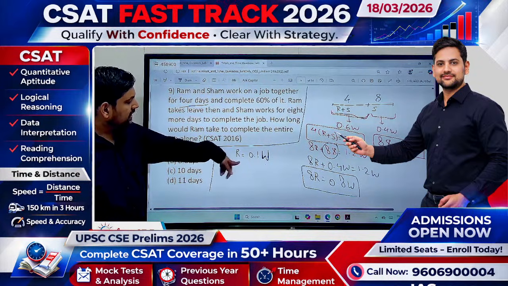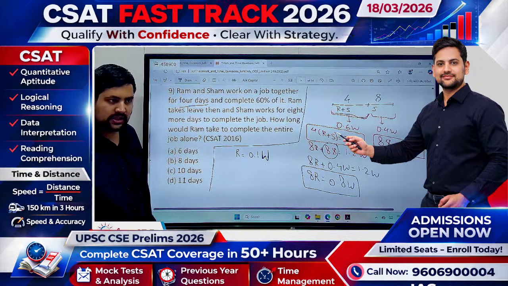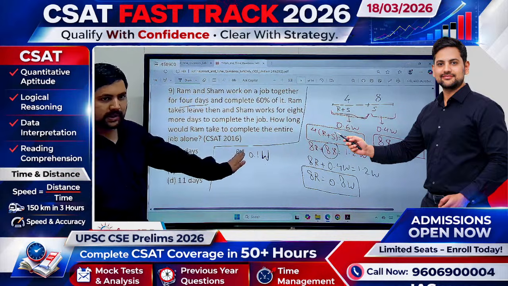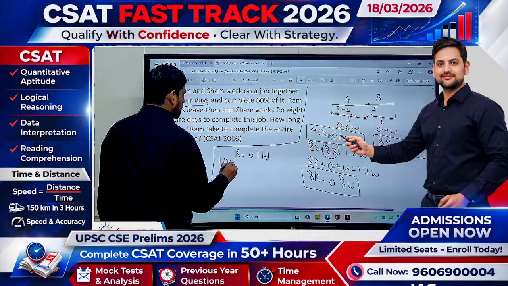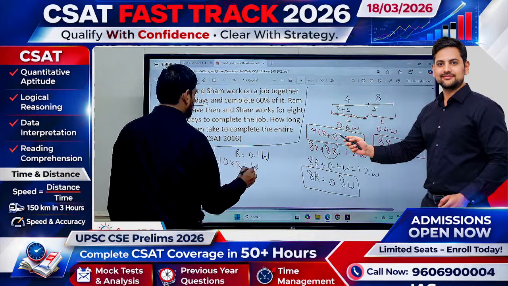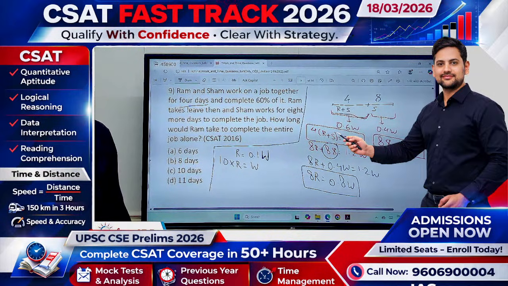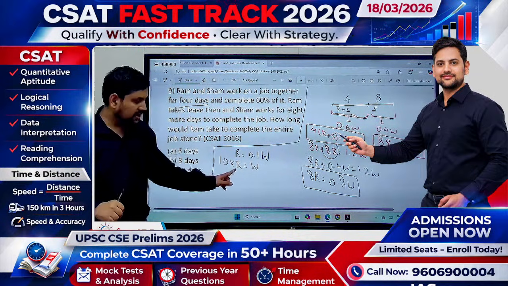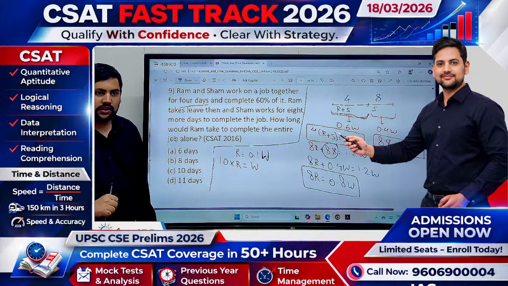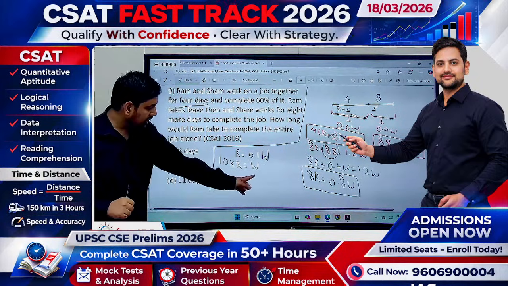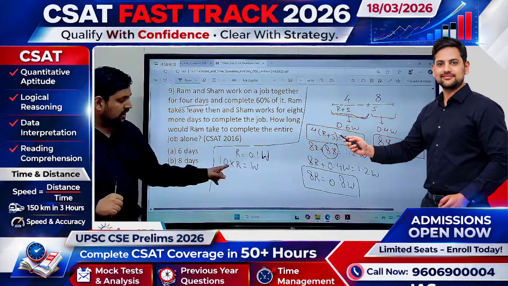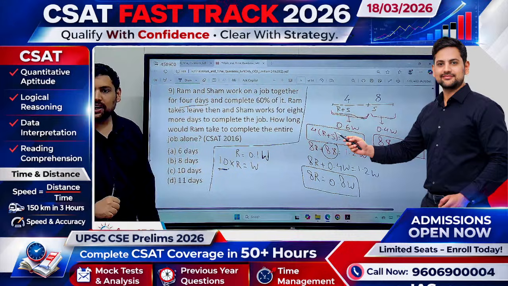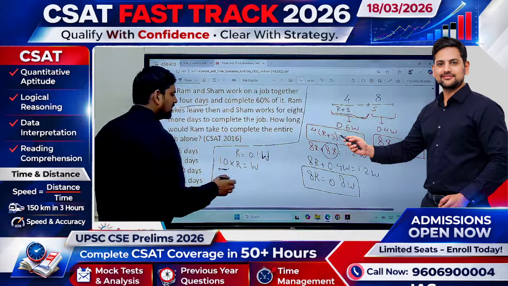Now, just by seeing this also, you can get to the answer. Let's say I multiply both sides by 10. Then what I'll get? 10 into R is equal to W. Have you seen this anywhere? Isn't this work is equal to efficiency into time? This is of the format of work is equal to efficiency into time. So if R is the efficiency and W is the total work, this will be the time taken by R to complete the work.